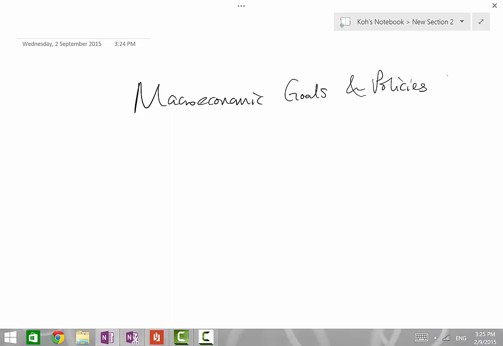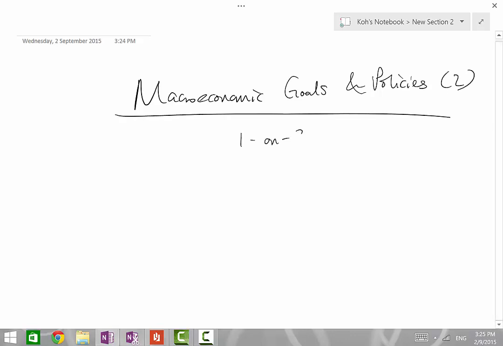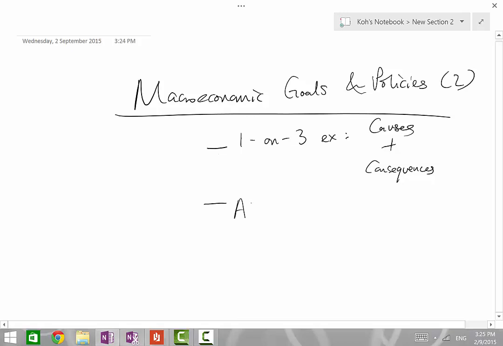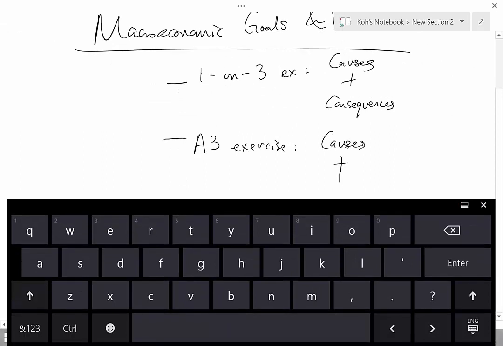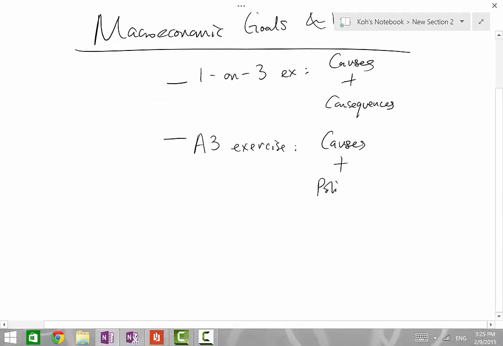So while the last discussion focused on the I3 exercise and how you combine causes and consequences of macroeconomic objectives, today I'm going to share with you the A3 exercise. In this exercise, we'll be looking at how to combine our understanding of the causes of macro goals as well as policy solutions.